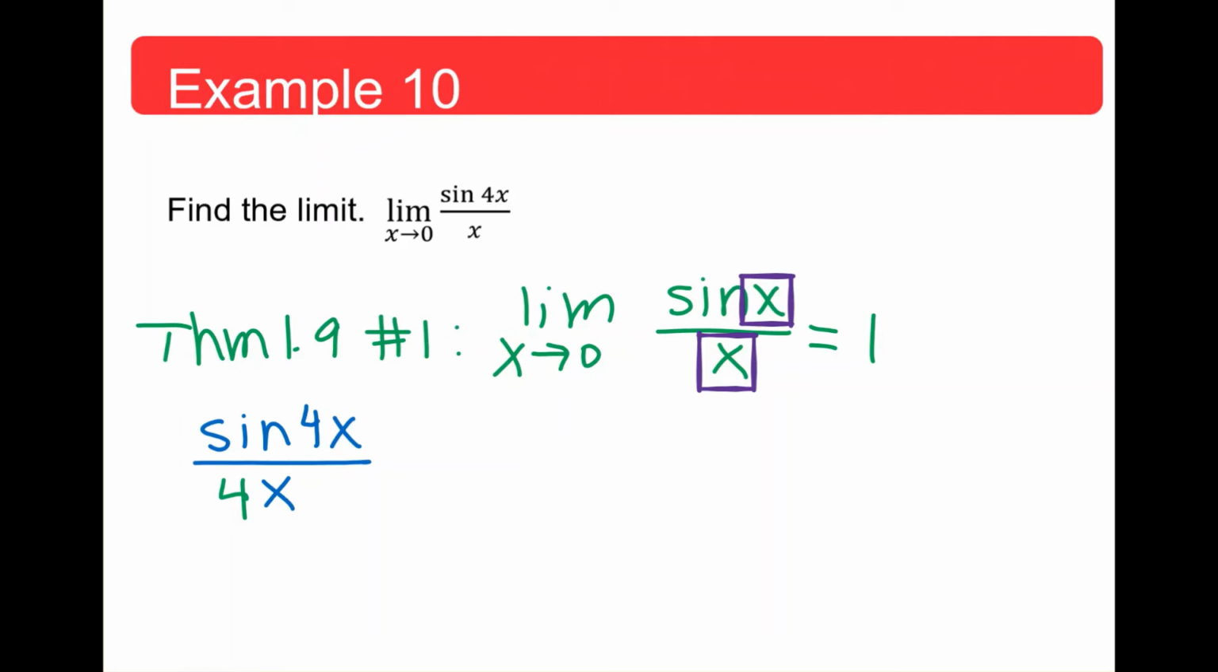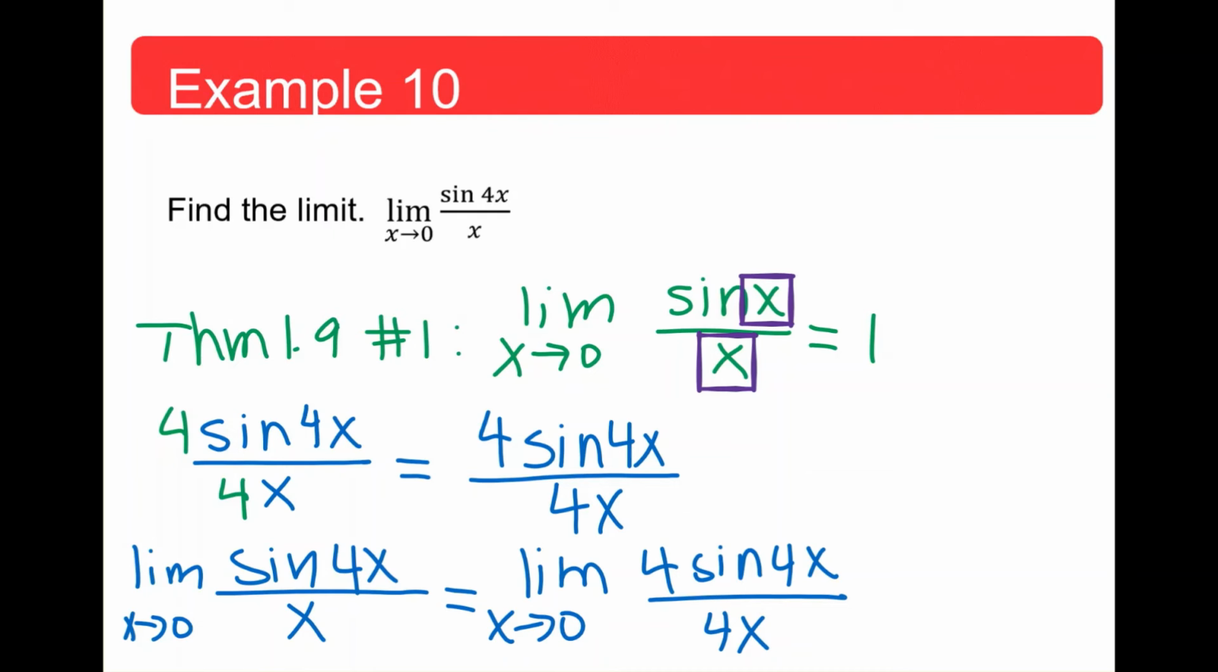Remember that we're only allowed to multiply an expression by 1. However, if we multiply the top by 4 also, technically this is just a multiplication by 1. So we can say that sine of 4x over x equals 4 times sine of 4x over 4x. So now we can find the limit of the second expression.